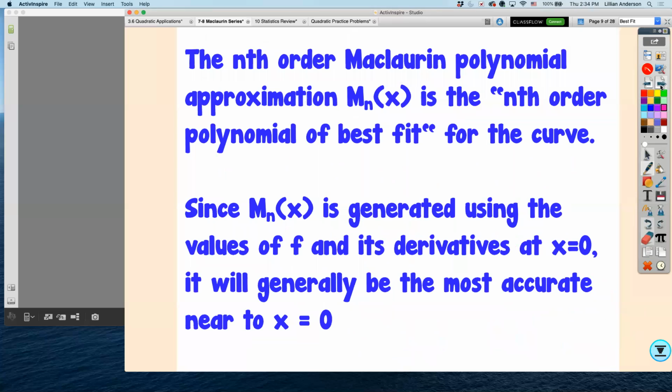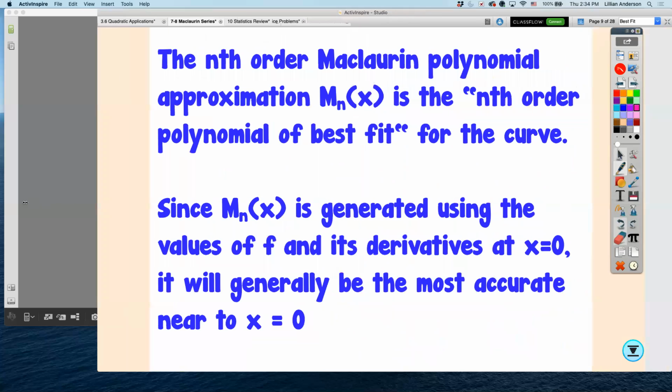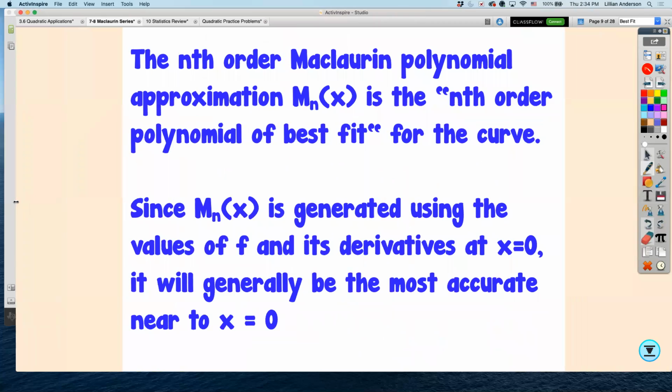All right. So continuing along with that, the nth order Maclaurin polynomial approximation: is the nth order polynomial the best fit for that particular curve? Okay, so when we find these particular numbered ordered approximations, we're trying to find the one that's the best fit. Since that nth order Maclaurin polynomial approximation is generated using the values of f and its derivatives at x equals 0, it will generally be the most accurate where x is equal to 0.